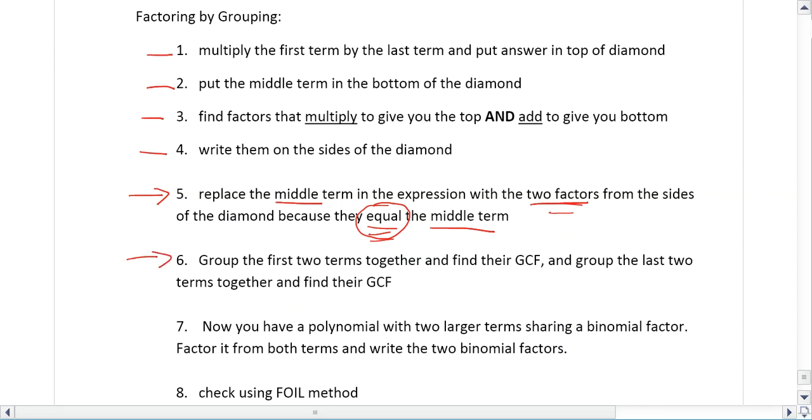We group the first two terms together and find their GCF. We group the last two terms together and find their GCF. So it's like a double GCF problem. And then we'll have something like the examples that we just did above, where you have a polynomial with two kind of large terms, but they share a binomial factor. This binomial is the GCF. And so we factor it from both and write them as two binomials. And of course, we can always check using the FOIL method. And once again, if these steps aren't crystal clear, they will become clear as we do some examples together.